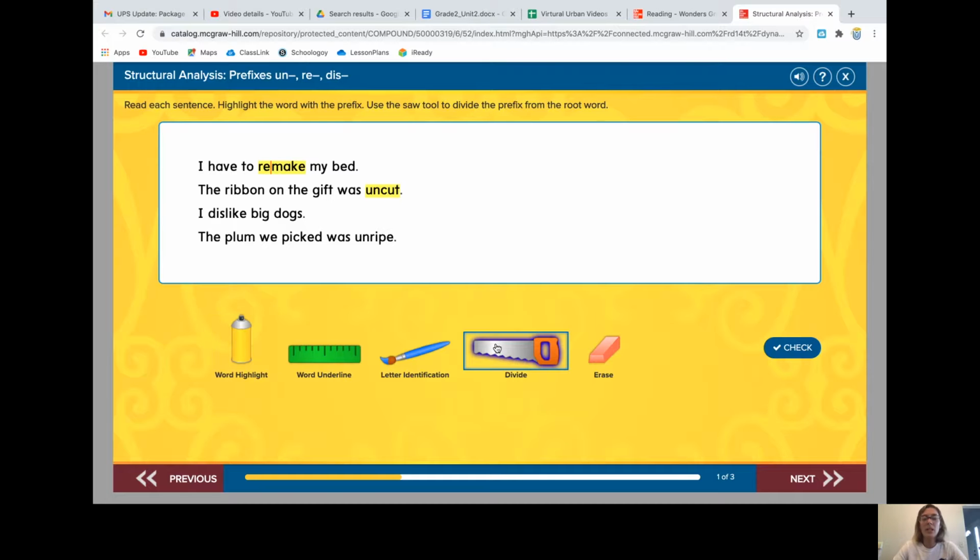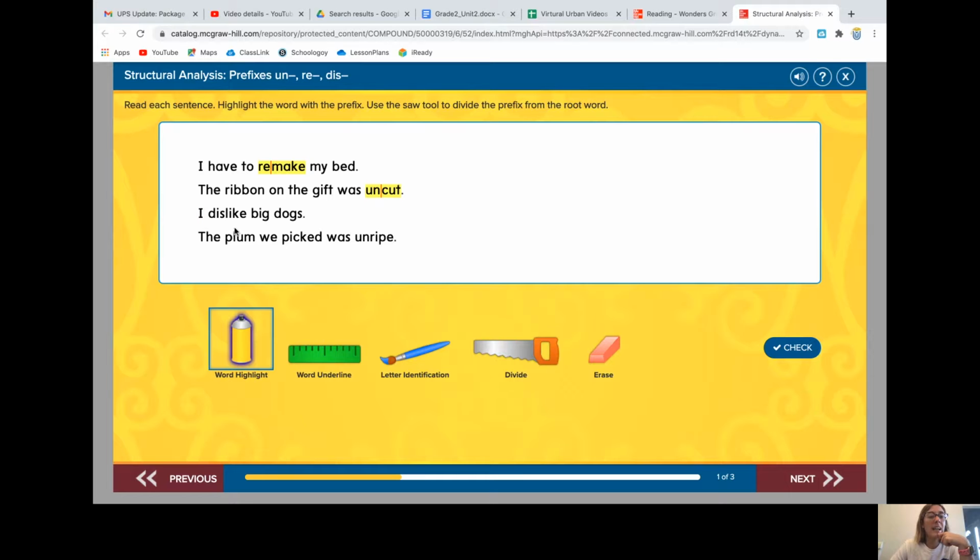Okay, so what is the root word and what is the prefix? Yes, the prefix is un and the root word is cut. So we're going to draw a line in between un and cut. Perfect. Let's keep going, boys and girls.